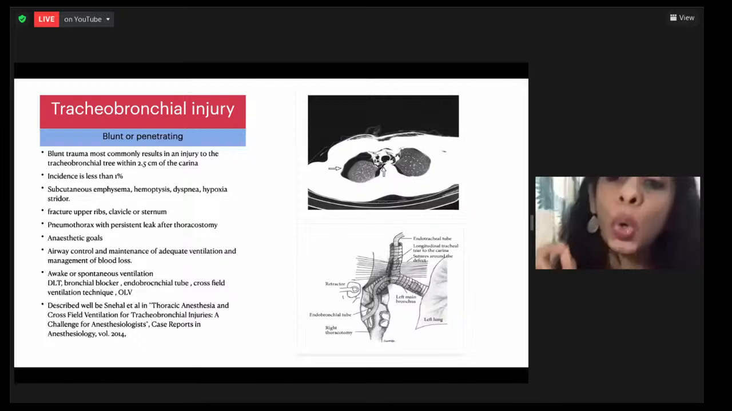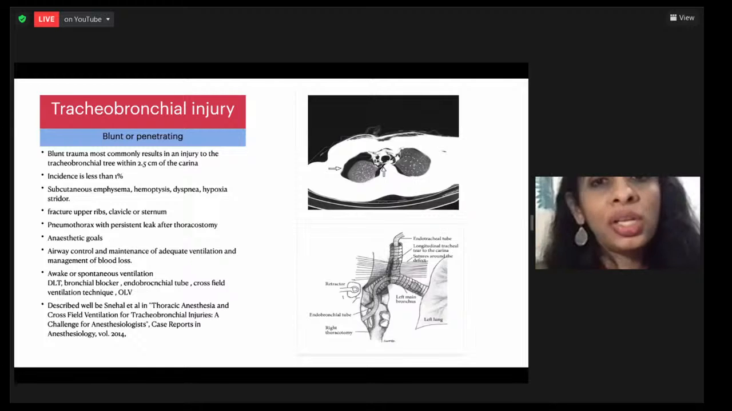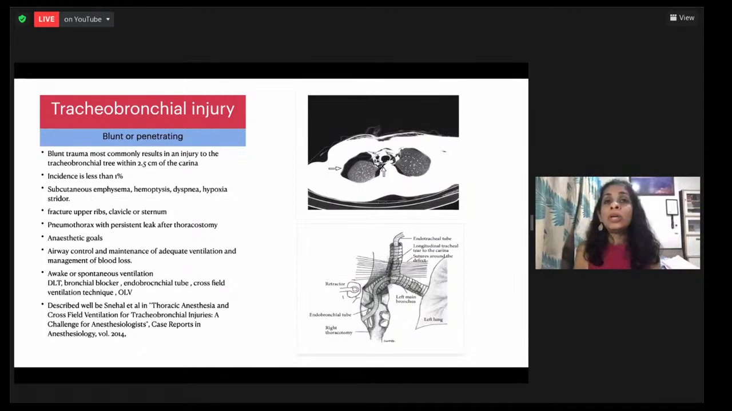Now, the important goal in tracheobronchial injury is that the definitive airway may sometimes be tricky. The patient may require fiber optic bronchoscopy, and that is by the anesthetist. Either we do it awake, with spontaneous breathing, but the thing to remember is that these patients also require one lung ventilation and a thoracotomy approach. Now, putting in a DLT in a tracheobronchial injury is very difficult, because DLTs are difficult to insert, and even more so when the trachea or bronchus is injured. So what are the other options?